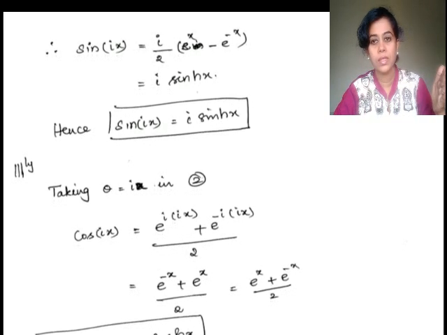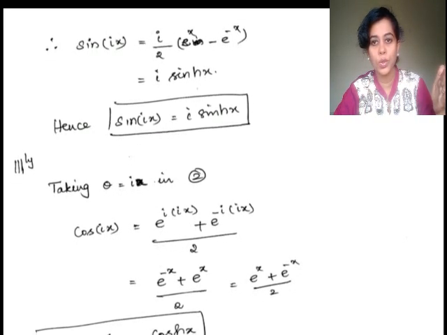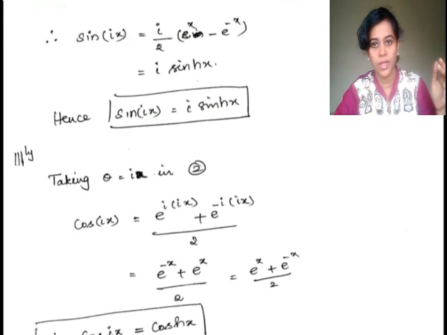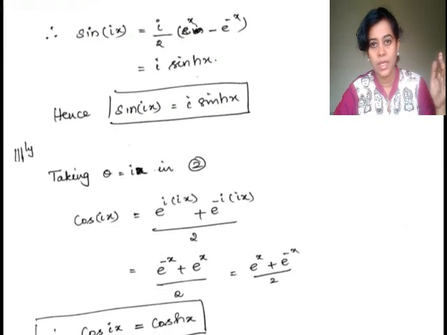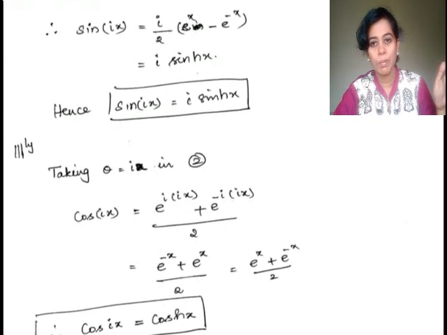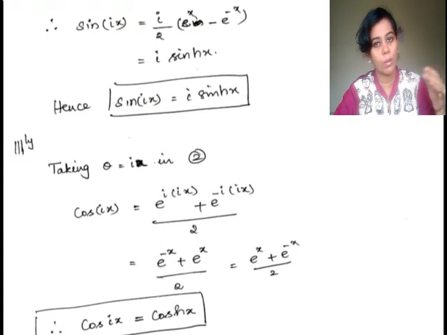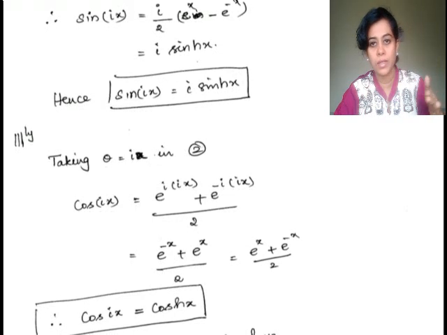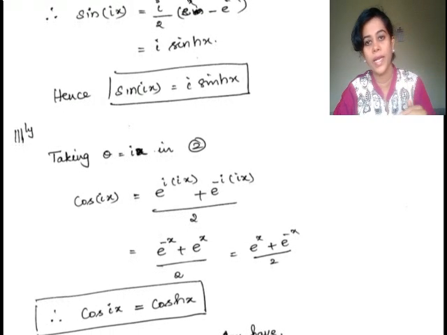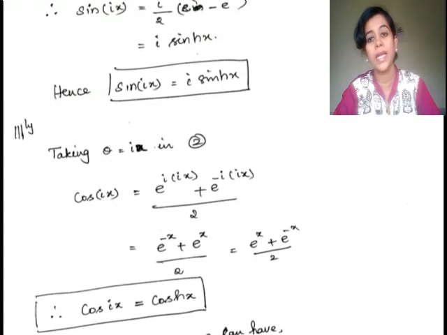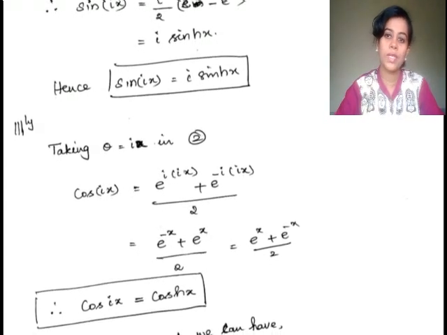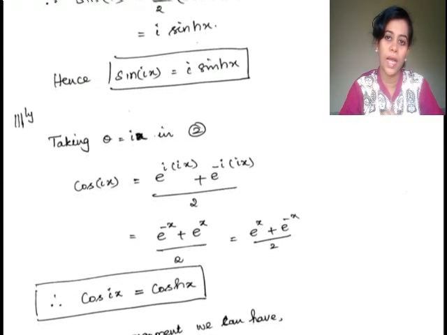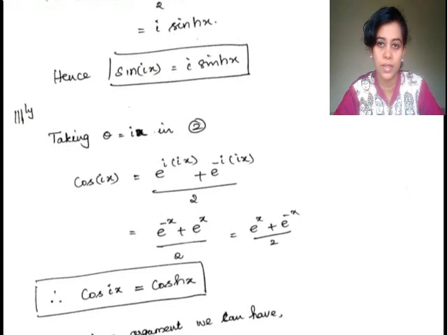So what is this? (e power x minus e power minus x) by 2 will be written as sinh x. This is by the definition. The definition says that sinh x is equal to (e power x minus e power minus x) by 2. Then I can replace it here: (e power x minus e power minus x) by 2 will be sinh x. Therefore we are getting sin ix is equal to i times sinh x. So this is the relationship between the circular function and the hyperbolic function of the sine function.